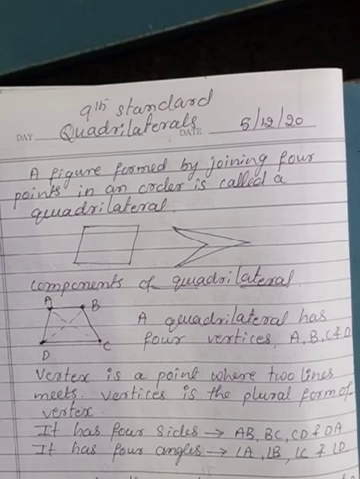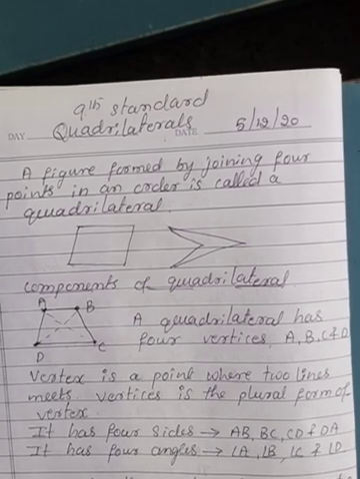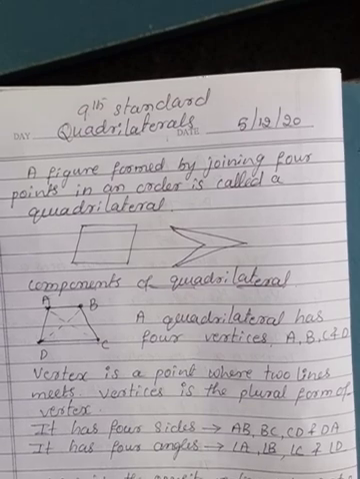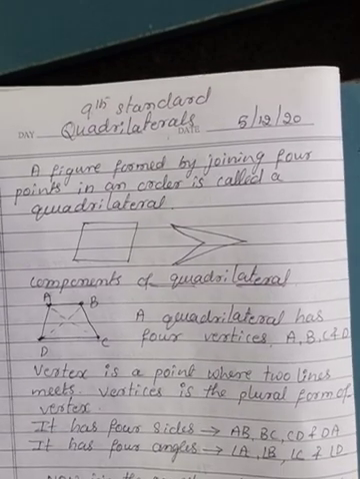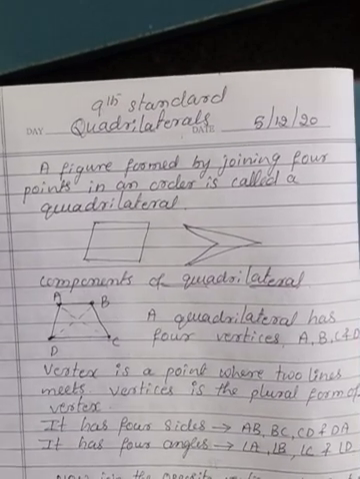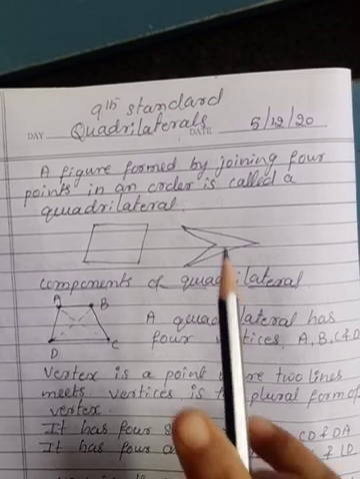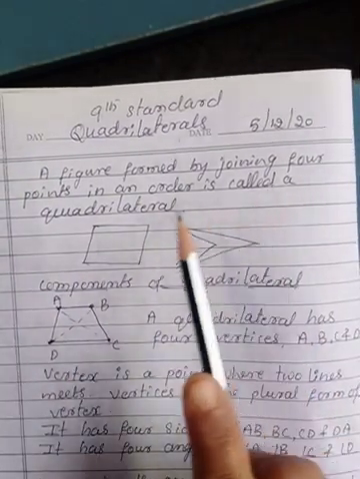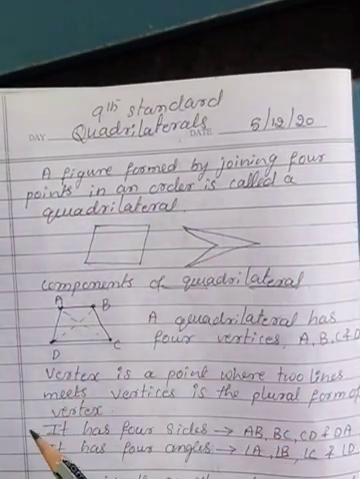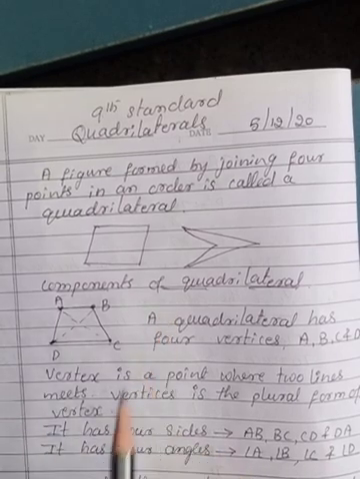Good morning, children. Your new lesson is quadrilaterals. Already you got the idea of a quadrilateral. Just recalling that a figure formed by joining four points in an order is called a quadrilateral.